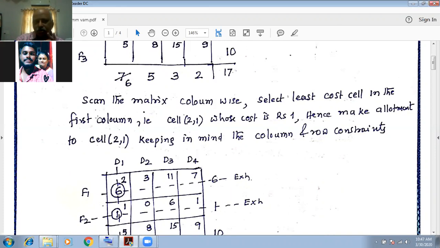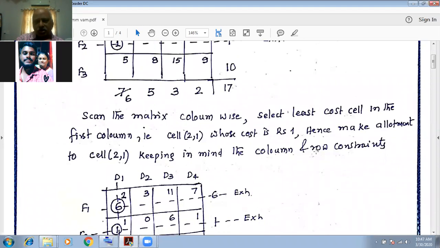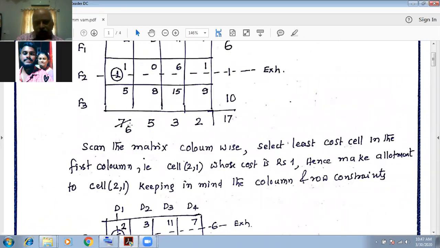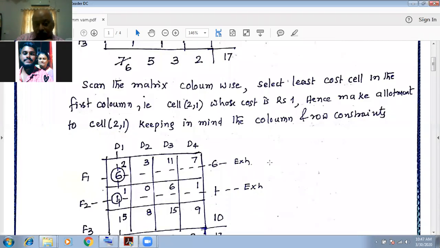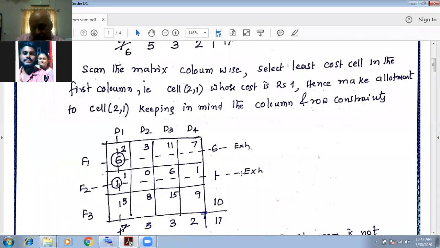Hence, make the allotment to this cell 2,1 in second row first column, keeping in mind the column and row constraint. So I have made this allotment, you see here, one quantity. So I have left it. Still, only the second row was exhausted, because the capacity of factory 2 was 1 unit. Still, we are in the first column only.